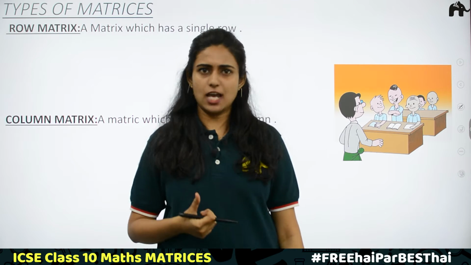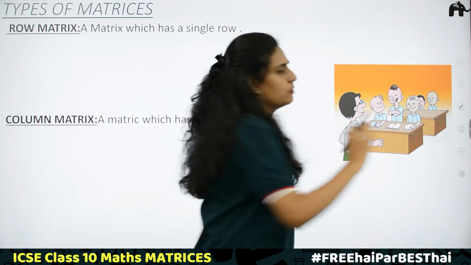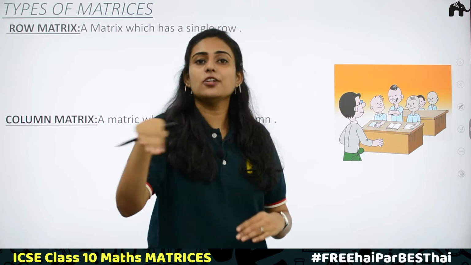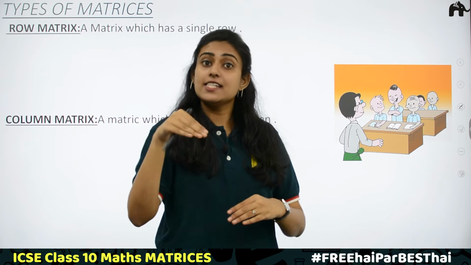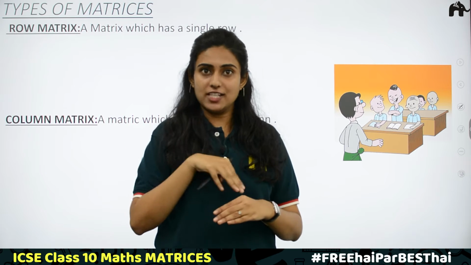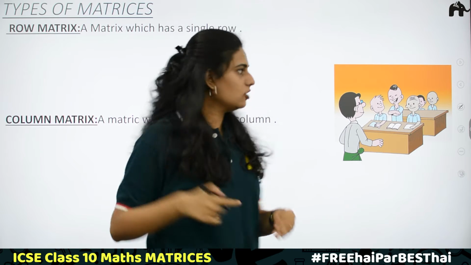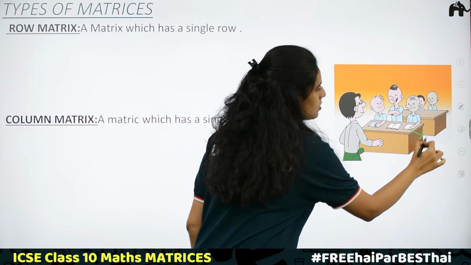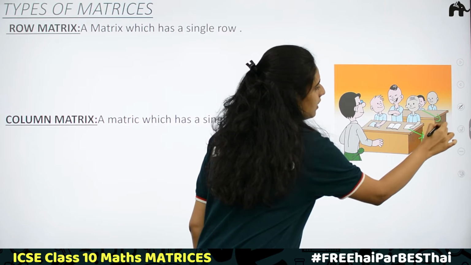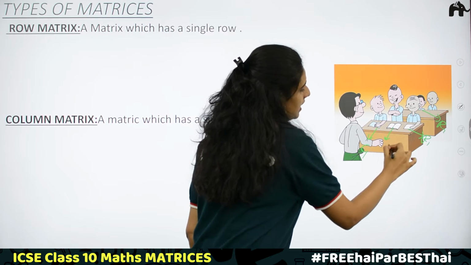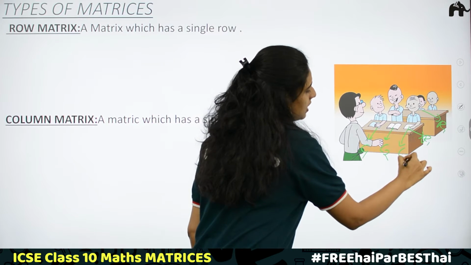There are many different types of matrices. Consider this classroom. You know, inside a classroom, students are arranged in rows and columns. The students belonging to the first bench, that is first row. Second bench, second row. Third bench, third row. Also, they are arranged in columns. There are first column, second column, third column. Here, this is the first row, R1. This is second row, R2. Here we have first column C1, second column C2, third column C3.